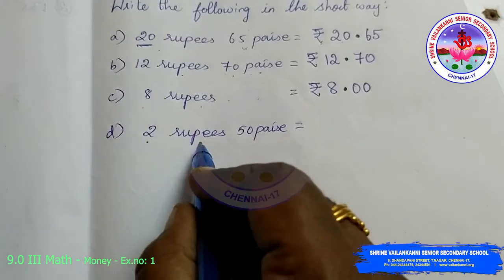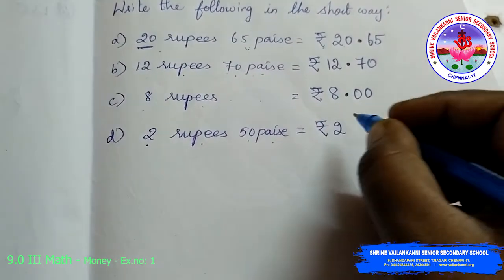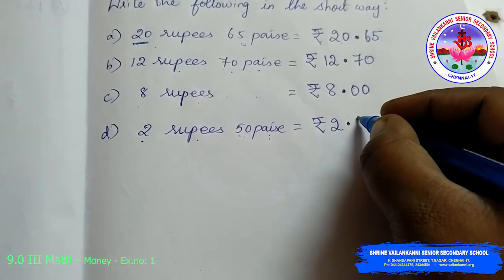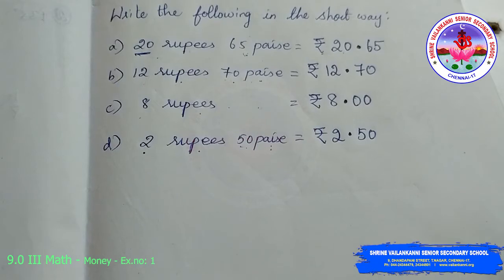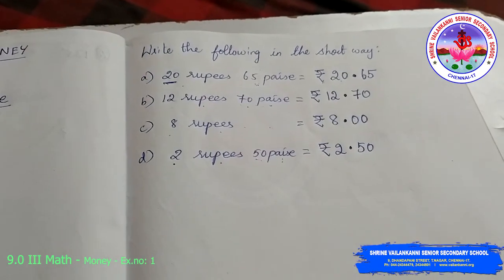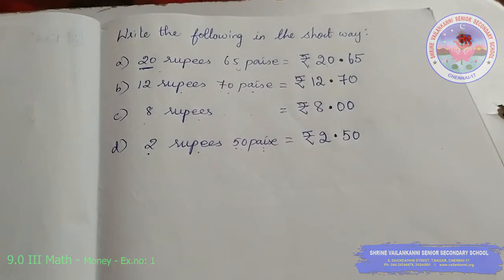Next, 2 rupees 50 paise. So rupee symbol 2, rupee 50 paise. Paise means dot and then 50. Okay, so I hope you have understood how to write these rupees and paise together using the rupee symbol and dot. Thank you, children.